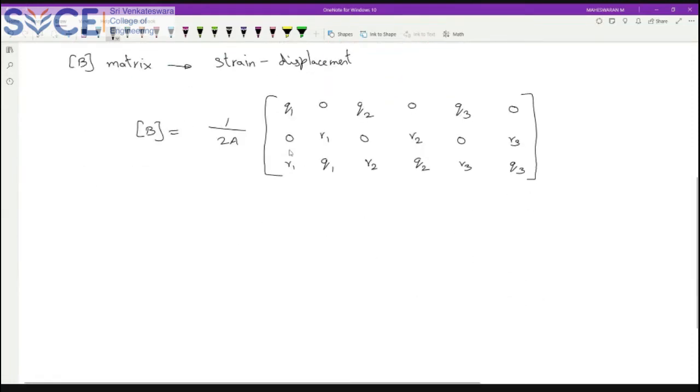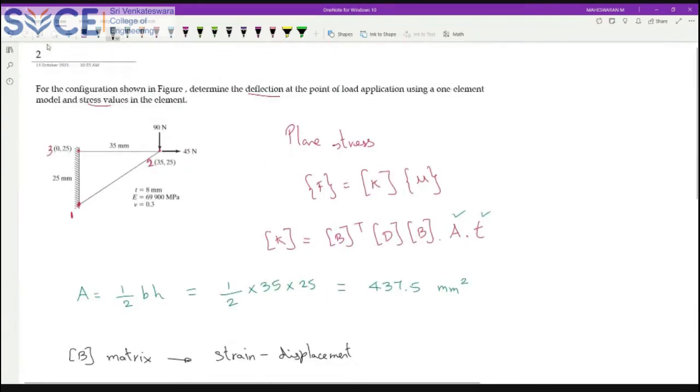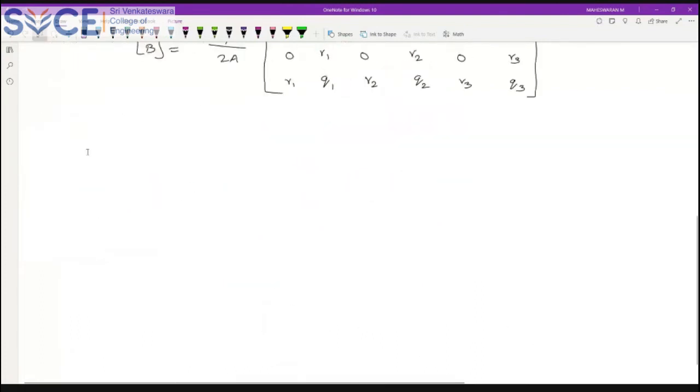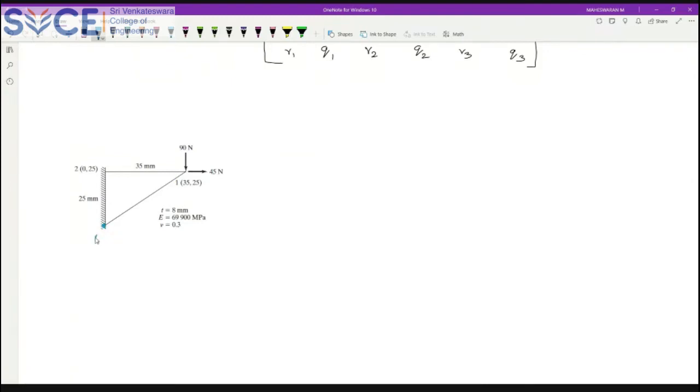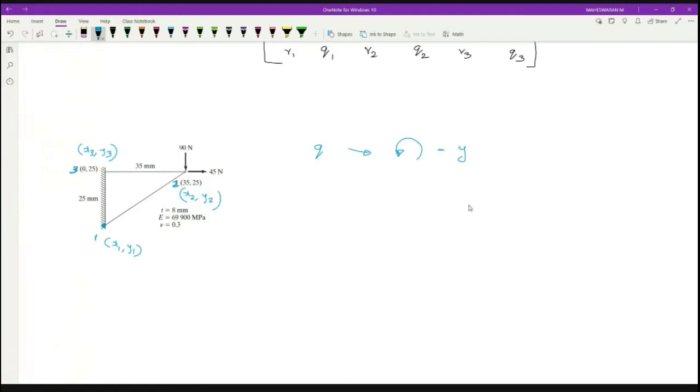Let us identify the values of Q1, Q2, Q3 and the other data. I am going to consider the same triangle given here: this is point 1, point 2, and point 3, with coordinates x1, y1, x2, y2, and x3, y3. I will substitute into the formula, no problem. Let me start with Q. To identify Q, you go in the anti-clockwise direction and consider the Y term. So remember the formula easily: for Q, rotate anti-clockwise and consider the Y term.